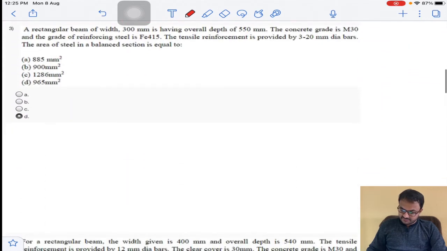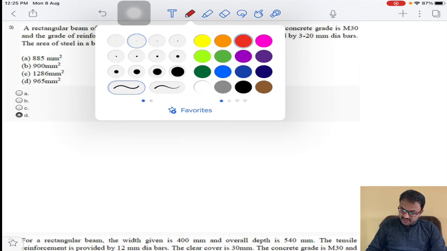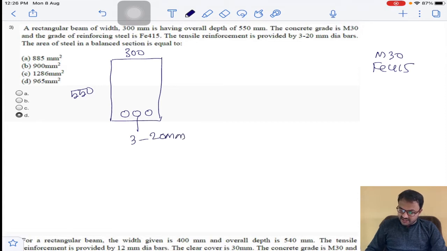And now coming to third question, a rectangular beam of width 300 mm having overall depth 550. This is 300 mm and it is 550. The concrete is M30 grade concrete and steel is Fe 415 steel. The tensile reinforcement is provided by 3 number of 20 mm bars. The question is the area of steel in balanced section.